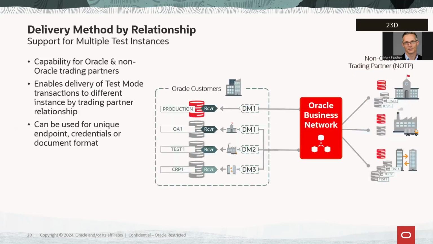Now, the other thing that this enabled organizations to do on the Oracle customer side is that it means that you can now actually connect multiple test environments to the Oracle Business Network. So you can only ever connect one production instance to your OBN account, but you can now effectively have multiple test instances connected to OBN. The way this would work is that if I'm receiving a test document from a particular supplier, it goes into my QA instance, let's say. But if I'm receiving it from another supplier, then maybe it goes into my CRP instance. So this just provides organizations on the Oracle side with the flexibility to have multiple test environments used in conjunction with OBN.